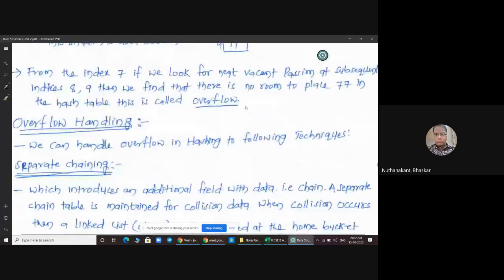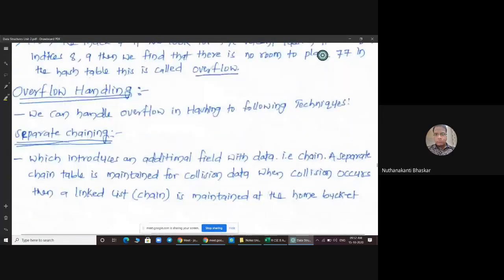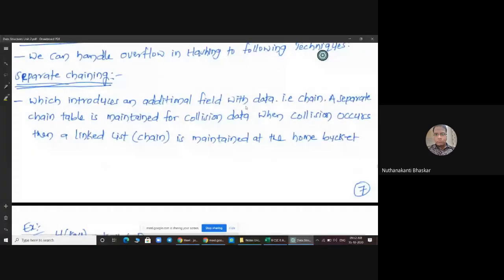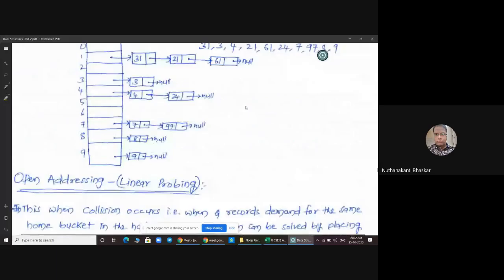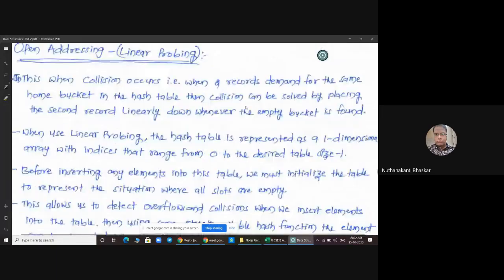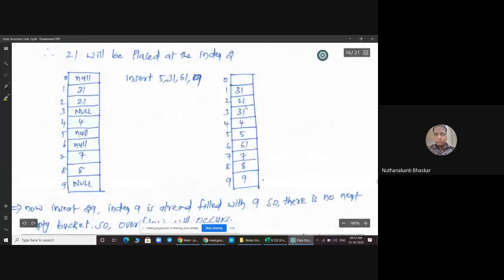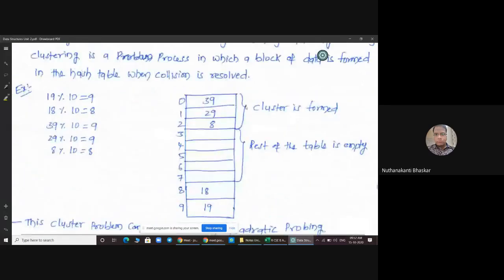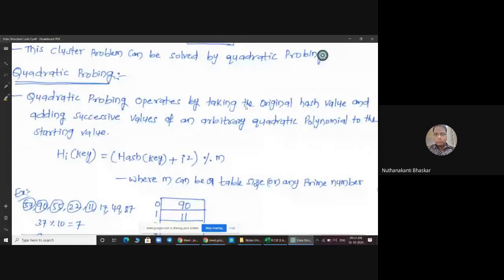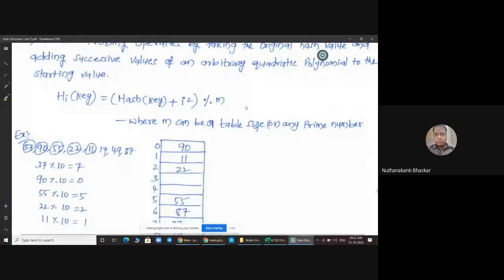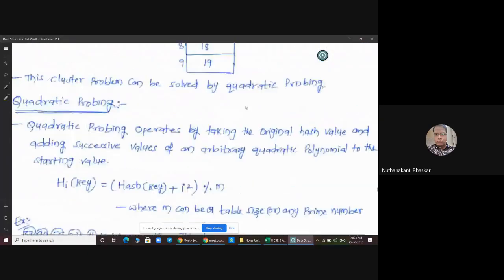To overcome this collision, we have some separate mechanisms. That is separate chaining, which we discussed in the last class, and open addressing, which is also called linear probing. When you use linear probing, there is a chance of a problem, which is clustering. To avoid this clustering, they implemented quadratic probing, which means you have to add the i square value to the hash key value before division for that particular input. That is exactly quadratic probing.